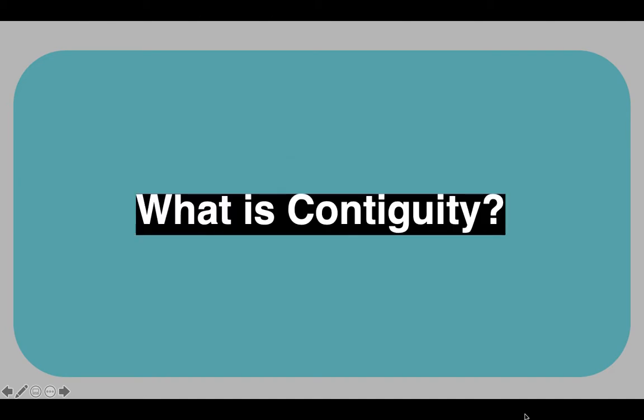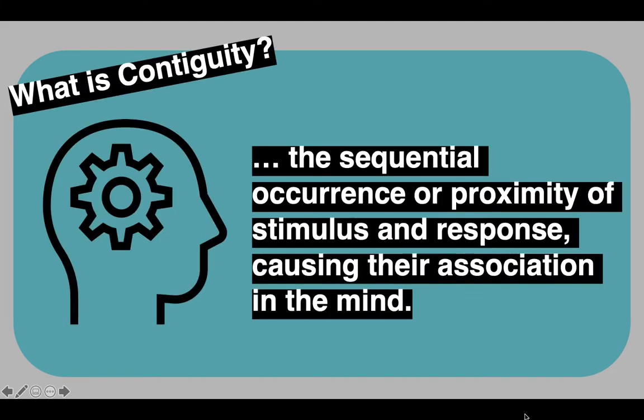Another important concept to understand before we dive deeper is what the word contiguity actually means. According to the Oxford Dictionary, the psychological definition for contiguity is the sequential occurrence or proximity of stimulus and response causing their association in the mind.